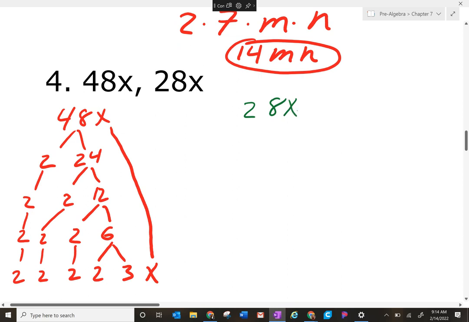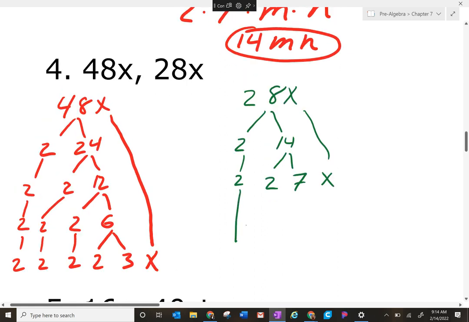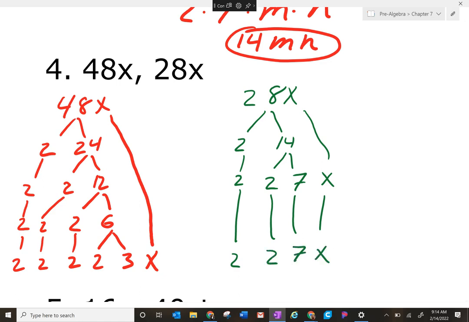28x looks like this. 2 and then 14. This one gets brought down again. This one gets broken apart. This is a 2. This is a 7. Okay, I'm as far as I can go. I'm going to bring this x over with me, just so that way I can have them about the same location. I'm just going to bring them straight down. I've got a 2, I've got a 2, I've got a 7, I've got an x.